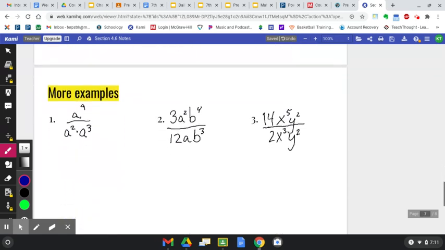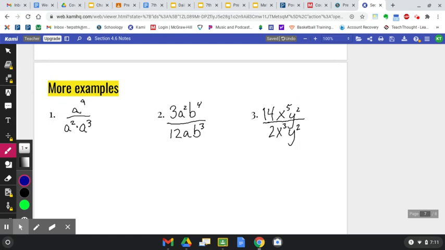Now let's look at some examples that combine some multiplication and division. Let's look at some simplifying of numbers and not exponents. So let's start with number one. All right, so if I look here, in the order in which you do this, it doesn't matter. But I'm going to start. I like to simplify the top and bottom first.